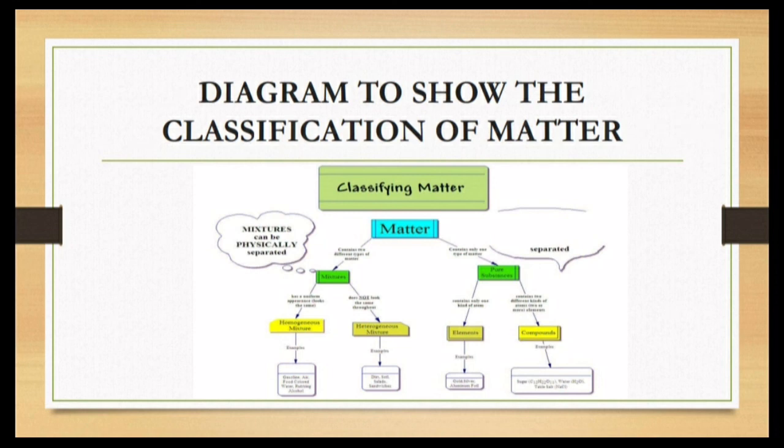So how are pure substances classified? They are classified into two types, elements and compounds. We have studied this earlier also. Examples of elements are gold, silver, aluminium foil, etc. And examples of compounds are sugar, water, and table salt.